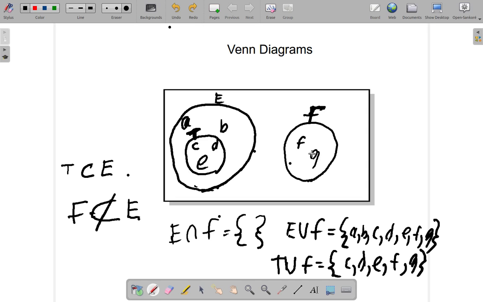Now we'll come back, and it will be interesting to see how you determine the number of elements in two sets.